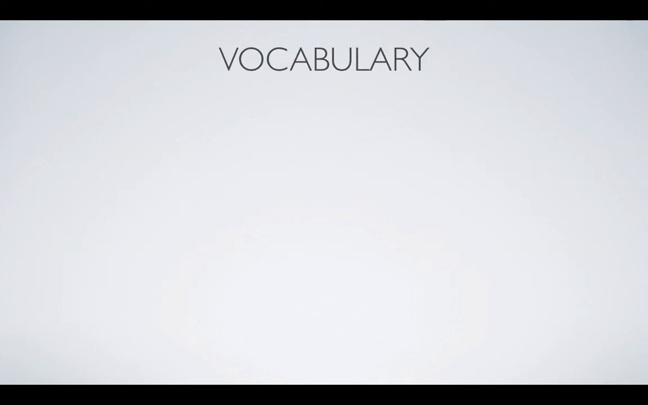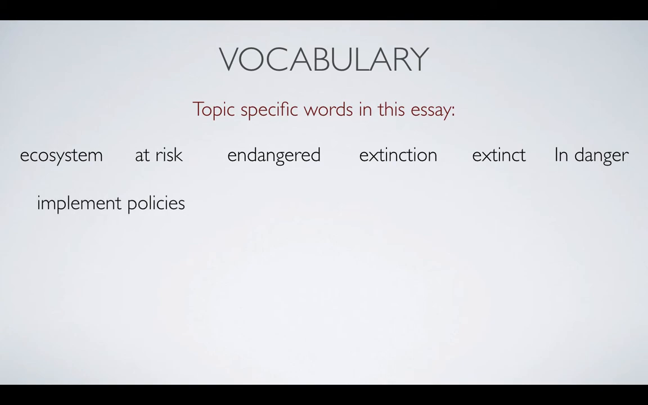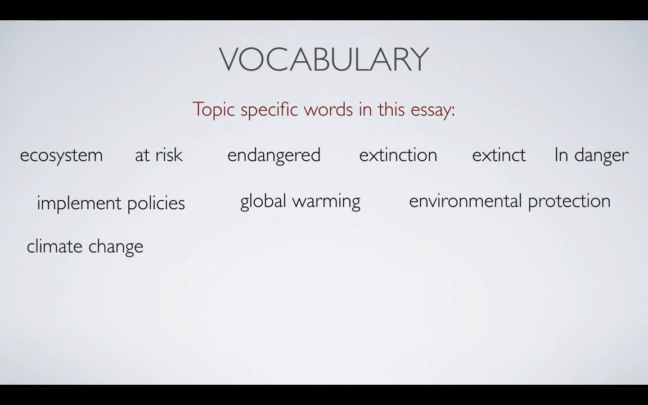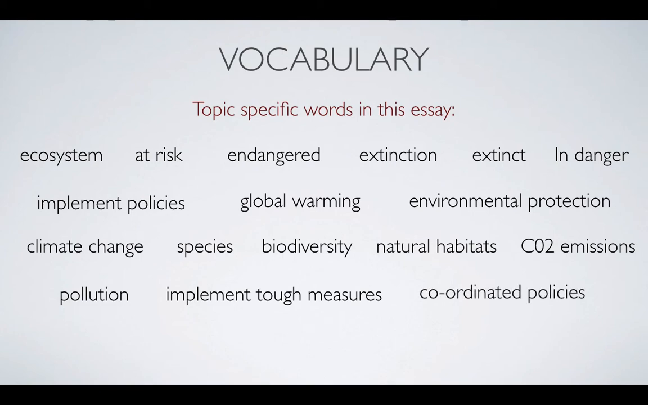So let's take a quick look at some vocabulary. These are some of the words I used in the essay. So we've got ecosystem, at risk, endangered, extinction, extinct, and endanger. Implement policies, I mentioned that in paragraph 2, I think. Global warming, environmental protection policies, climate change, species, biodiversity, natural habitats, and CO2 emissions. That was in paragraph 2. I mentioned pollution, implementing measures, that's a collocation, implement tough measures. And coordinated policies, again, that's another collocation.